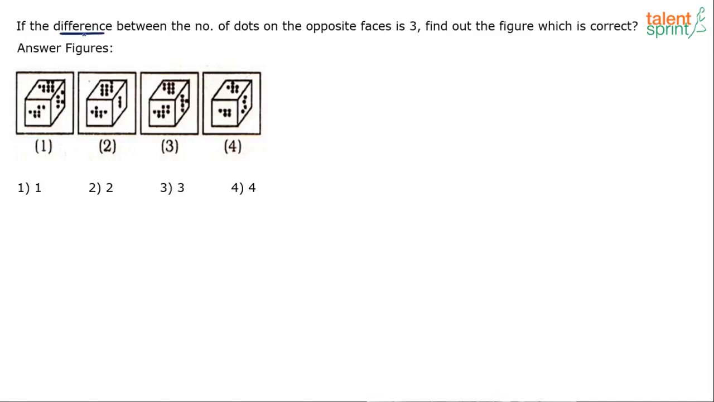It says the difference between the number of dots on opposite faces should be equal to 3. Find out the figure which is correct. Now look at this. If you look at the first die, how many dots do we have on the faces shown here? This is 2 plus 4, 6 plus 3, 9. This is 5, 3 plus 2, 5. And this is 5 plus 2, 7. So 9, 5, 7.